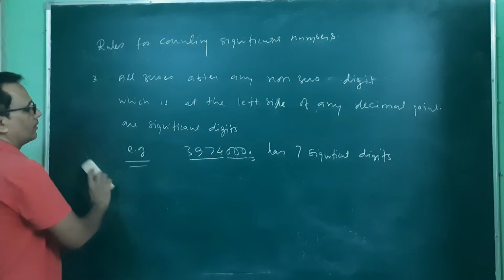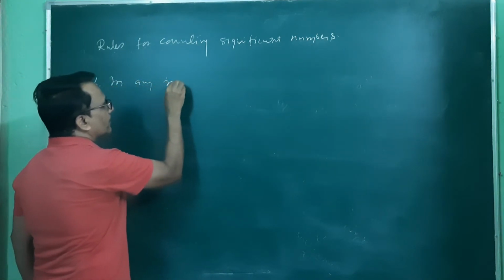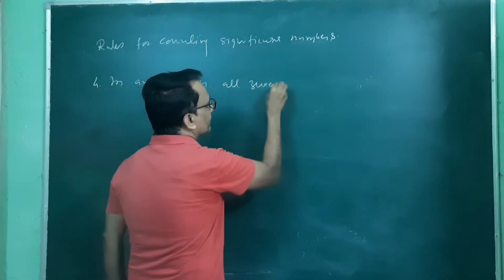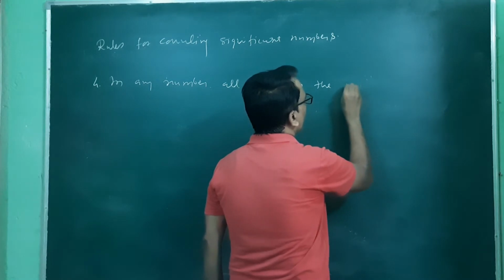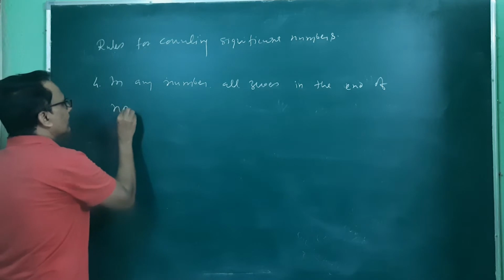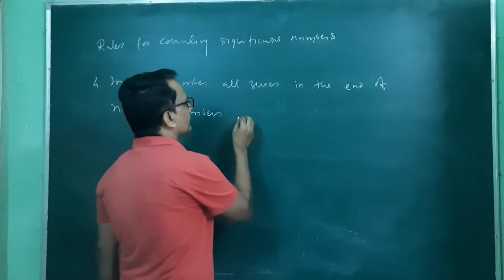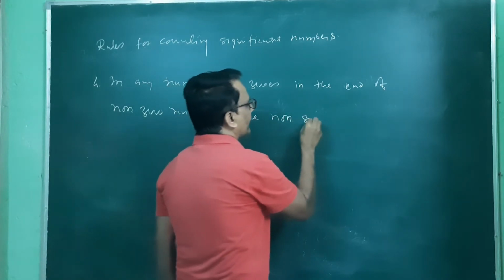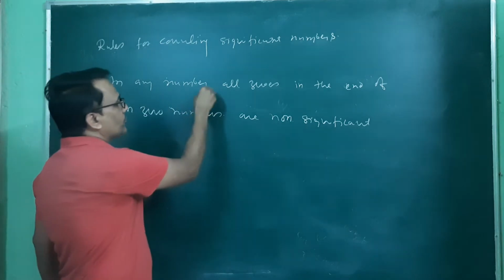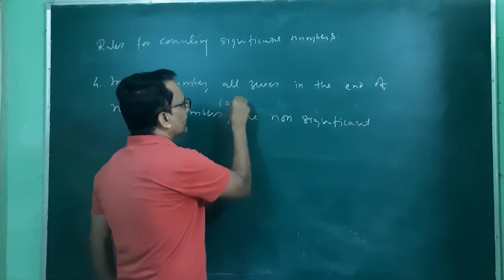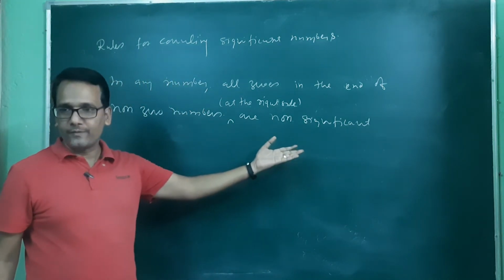And rule number 4: in any number, all zeros at the end of non-zero numbers, at the right side, are non-significant, when there is no decimal point. Remember this, without any decimal point.